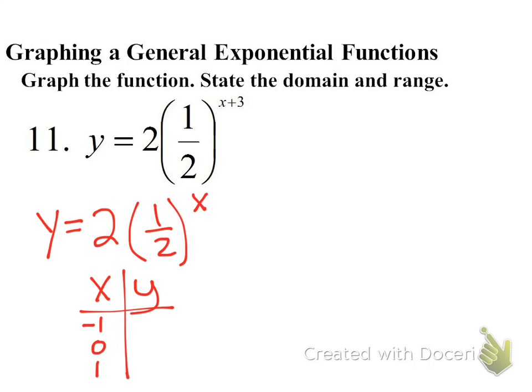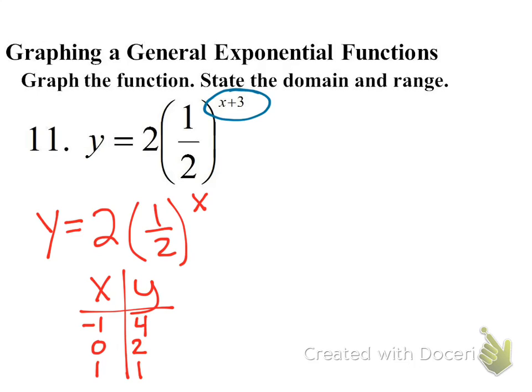So when you plug -1 in here, you would get 4 because you would flip the 1/2 and multiply. When you plug 0 in, you would get 2. When you plug 1 in, you would get 1. So before the transformation, before the +3 in the exponent, this is what your graph would look like. Everybody agree? Now, that's not actually what I want to graph, though, right?